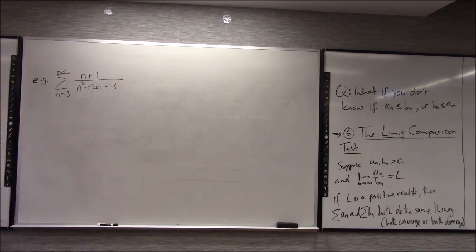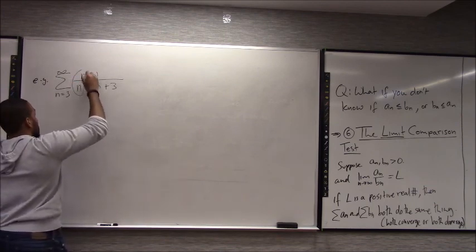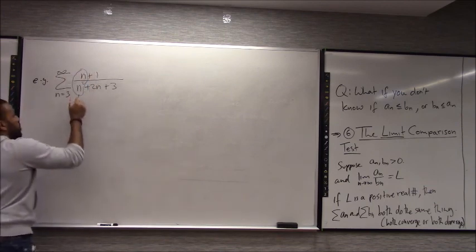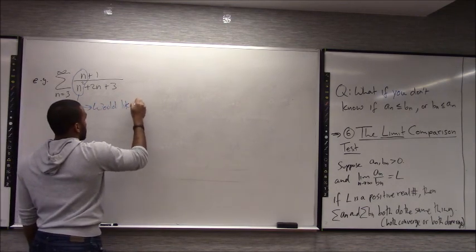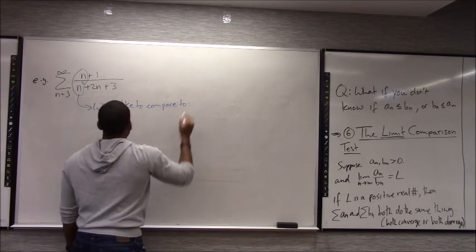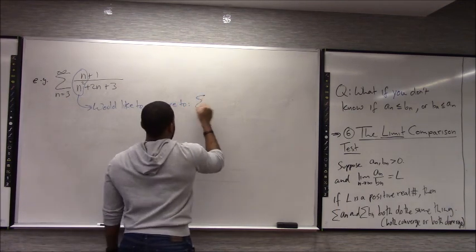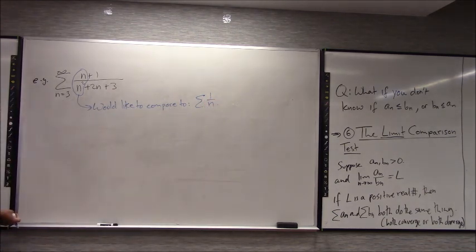Well, of course, you're going off to infinity, so your eyes are automatically going to gravitate towards the biggest guys around, these guys here. So you would like to compare to, well, the series of 1 over n, of course, right? If I just ignore all the smaller guys, the bigger guys are n over n squared, which simplifies to 1 over n. So that's the guy I would like to compare it to.